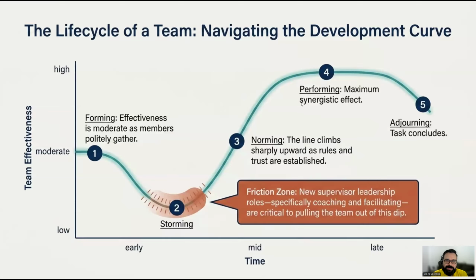And this is when we reach that synergistic effect. Everybody is working towards the goal, and the product is exceptional. Right? The end product, whatever it may be, is of quality because the product ends up being greater than the sum of its parts, right? And then you have stage five, which is when the task is concluded, right, and the project ends. And here's the key insight, right? Here, let's go back to the friction zone. This is critical because most teams fail in this storming stage.